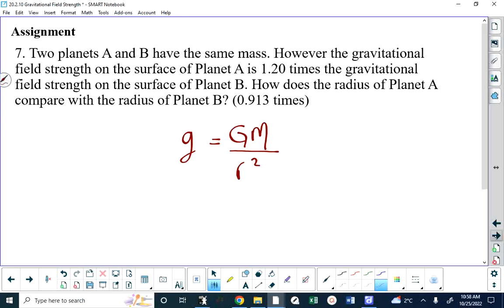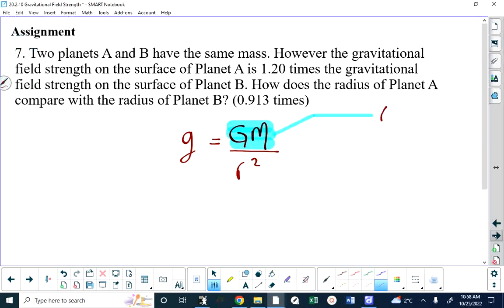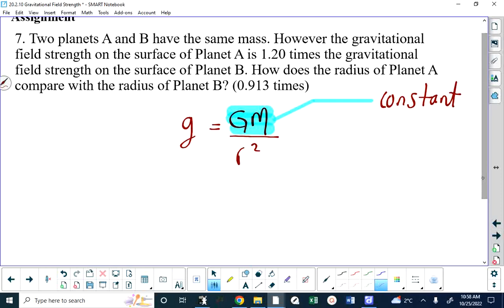M and big G. Okay. So these are constant. Both of these together are constant. Now we're going to play a little trick here. I'm going to cross multiply or rearrange this for those constants. So I'm going to write this as G times the mass of the planet equals little g times r squared.